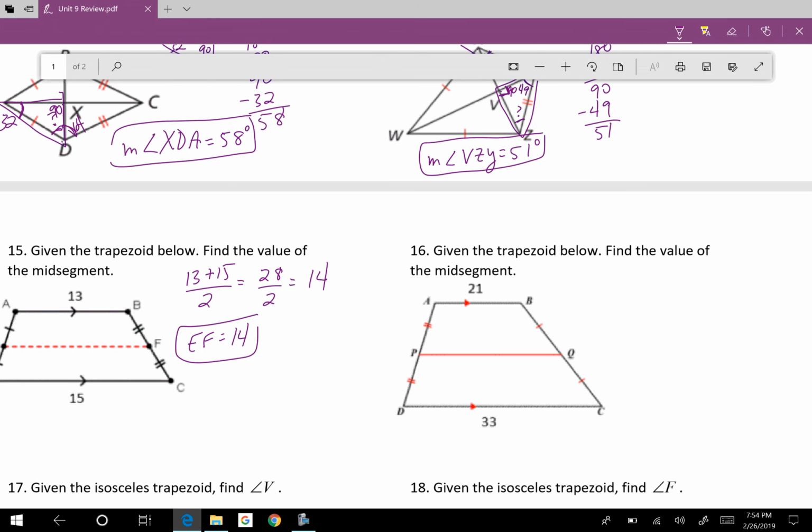Okay, this one again, same kind of thing. So top plus the bottom, divide by 2. So 21 plus 33 divided by 2. So 20 and 30, that's 50, and 3 and 1, that's 4, so 54 divided by 2. It's going to give us PQ, which is 27. So PQ, 27.